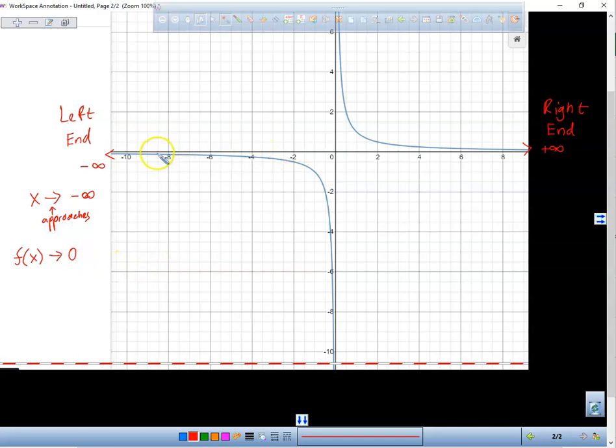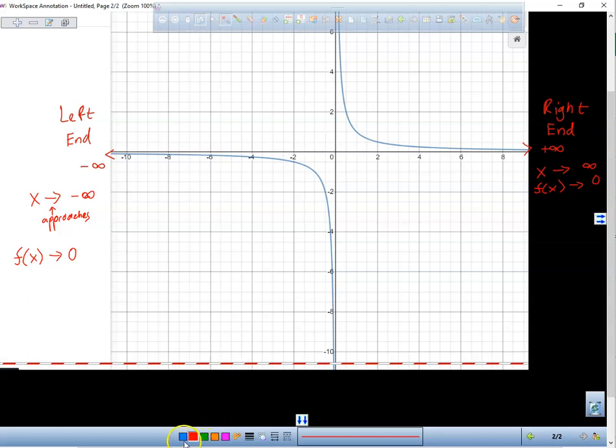Would you agree it's just getting closer and closer to where the y value is 0? Closer to the x-axis means the y value is 0. Over here, as x is approaching positive infinity, what is f of x also approaching? It's also approaching 0. That's called your left end behavior and your right end behavior. Now let's talk about towards the vertical asymptote.